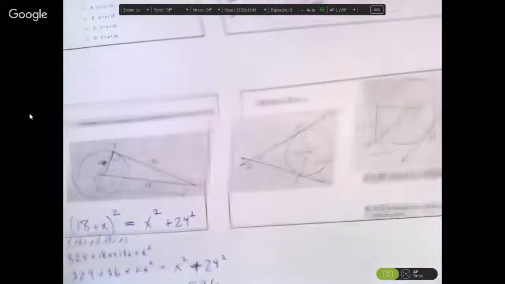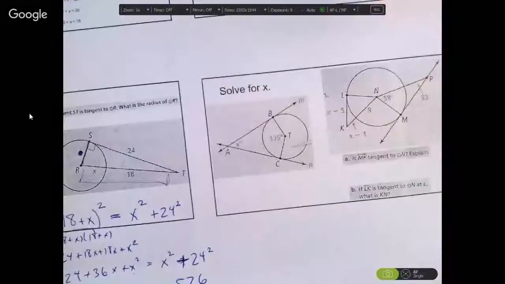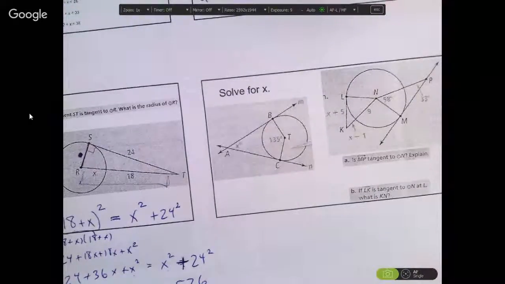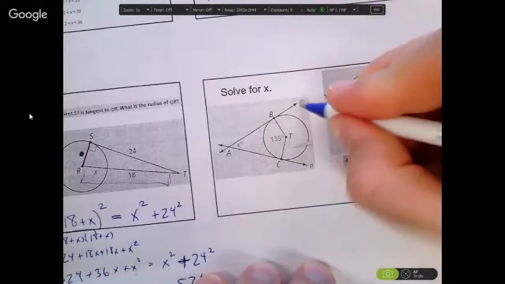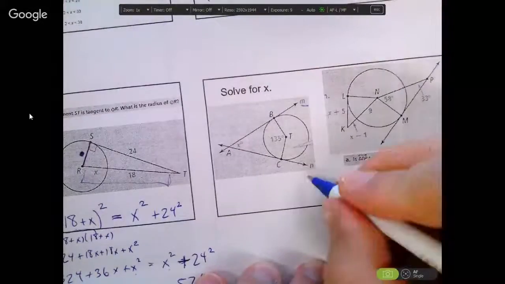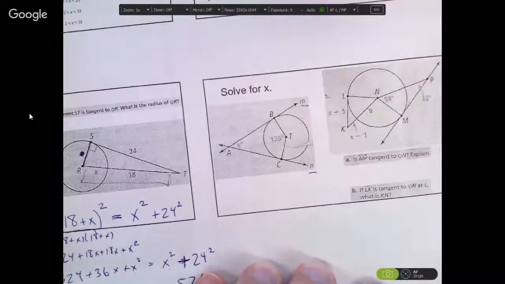Next problem, solve for x. And now they're talking about angles. I didn't write this on here, but it's a tangent line. M and N is a tangent line. As soon as I say tangent line, that means what? What's the tangent? 90 degrees. M and N are tangent lines.